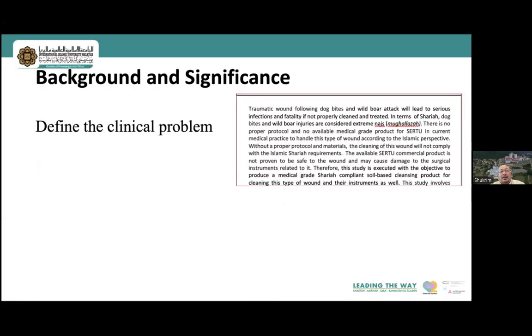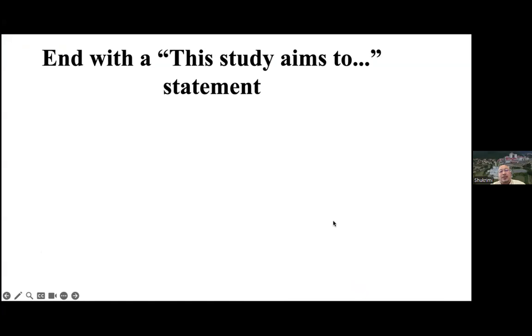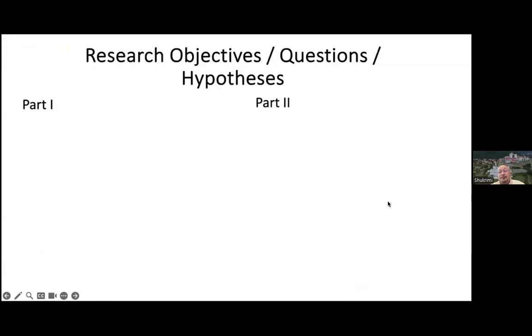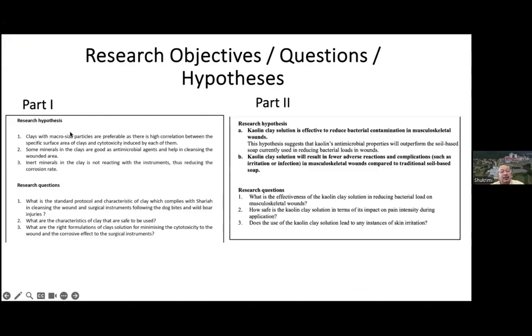Okay. So define the clinical problem. We see that traumatic wound by dogs is a common problem, but there's no specific approved protocol available. So this is the missing study, and then we want to fill this gap. And end with the study aim statement. With this, we want to come up with that protocol and the material first. Okay. So this is basically the research hypothesis. The part 1 is basically how to produce the material. Okay, and the part 2 is the application of it.